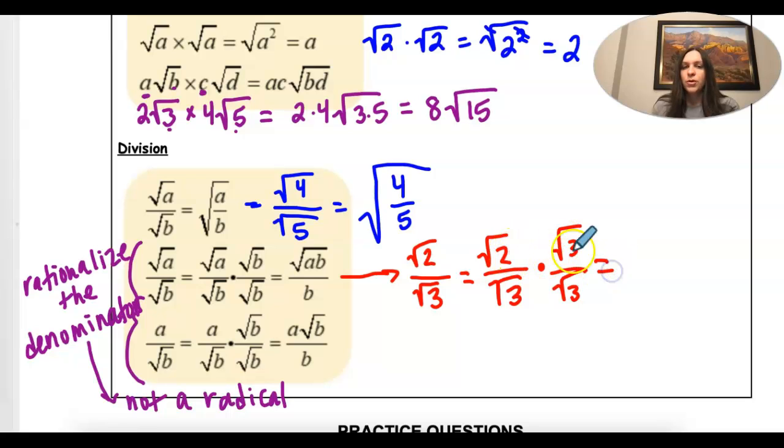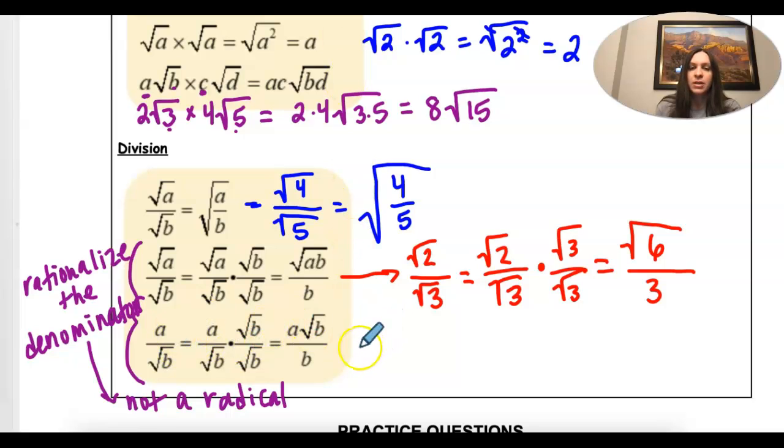So on the numerator, I use our multiplication. 2 times 3 is 6. And then on the denominator, I use our other multiplication that we just learned, and I'm just left with 3. And this would be the simplified version with a rationalized denominator.